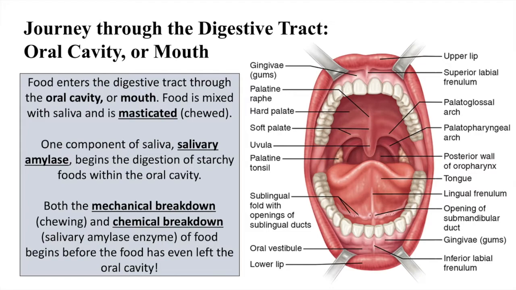Food enters the digestive tract through the oral cavity, or mouth. Food is mixed with saliva and is masticated, or chewed. One component of saliva, salivary amylase, begins the digestion of starchy foods within the oral cavity. Both the mechanical breakdown and chemical breakdown of food begins before the food has even left the oral cavity.